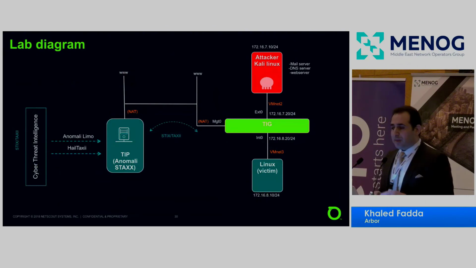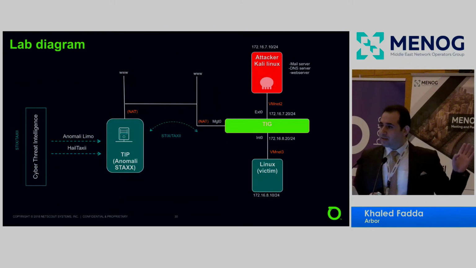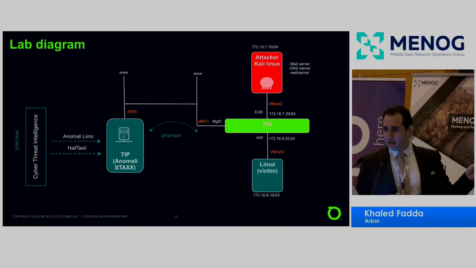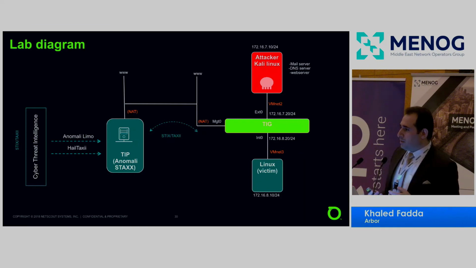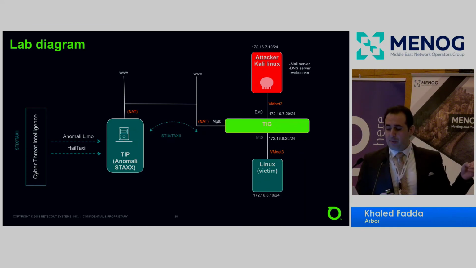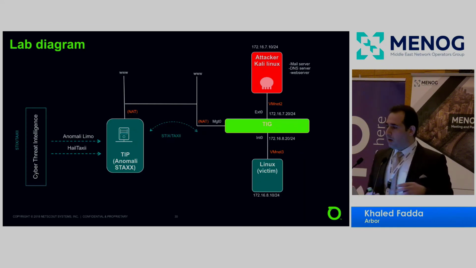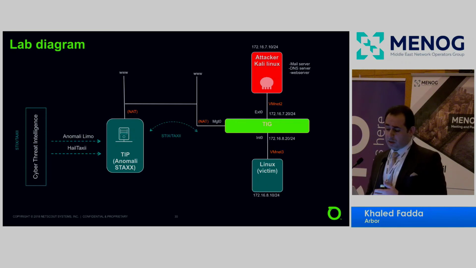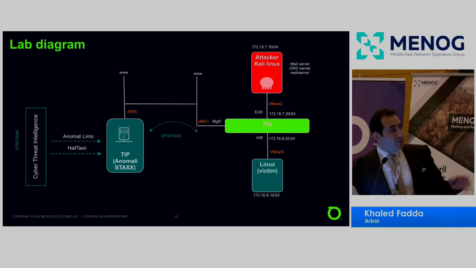So what I'm going to do in the BOF, basically, I built this lab. Okay, in that lab, you're going to see a TIP solution. I'm going to use the Anomali STAXX client. I have IOCs coming from two sources, from Anomali Limo and Hail a TAXII. I'm going to show you how you can get the IOCs, how to search for high-quality IOCs in order to do protection.